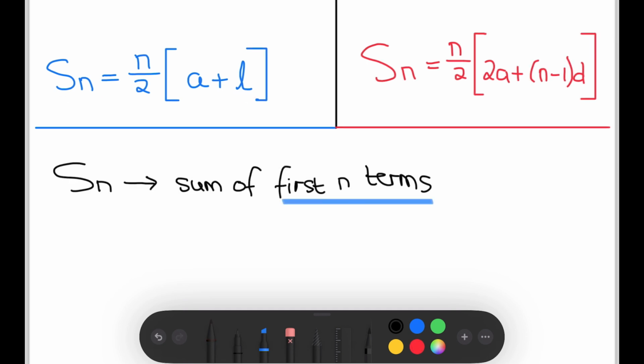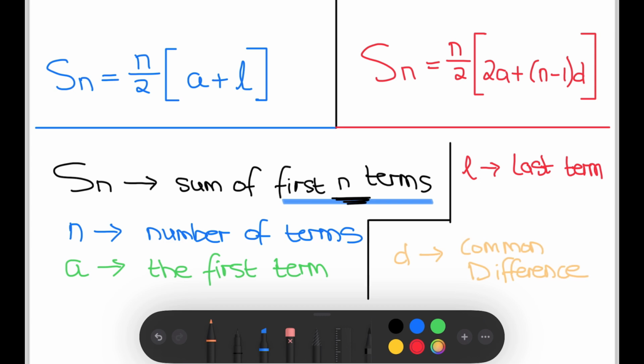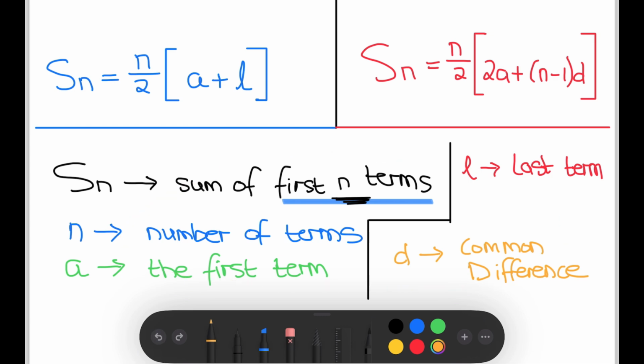Sn denotes the sum of the first n terms of the sequence. N is the number of terms that we are dealing with. A is the first term of the sequence. And L is the last term of the sequence, if it's known or has been stated. And finally, D is our common difference. All this information is simply gathered from the sequence that we are given.